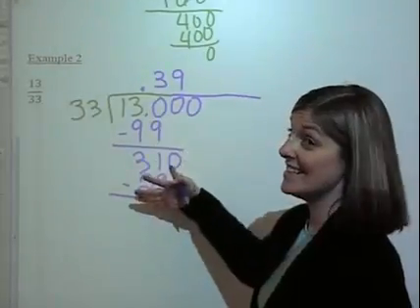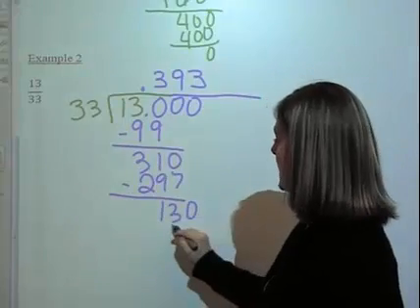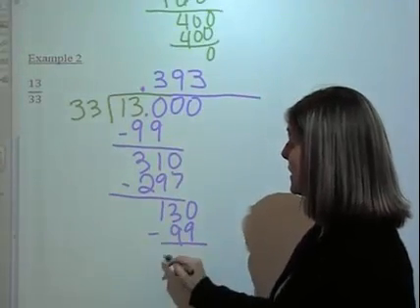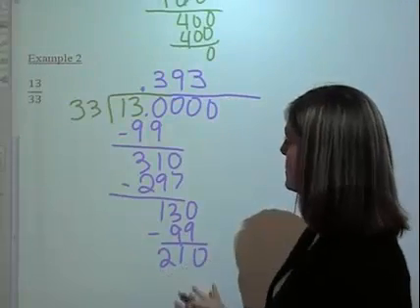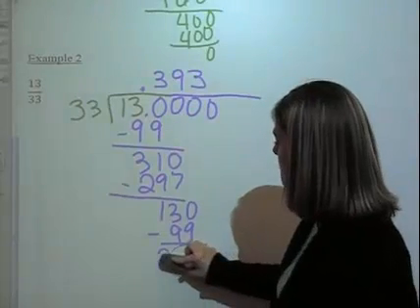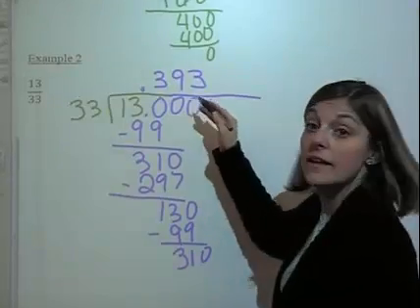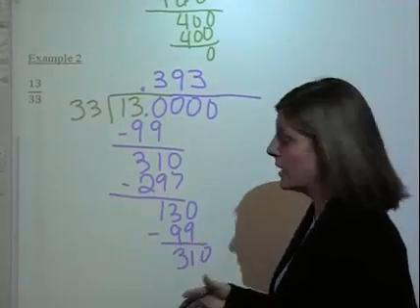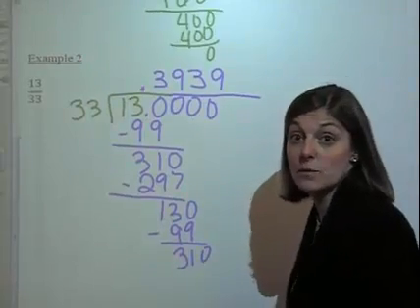And we've already done this. So 33 goes into 130 3 times. 3 times 3 is 99. Hopefully you see the pattern here. Bring down that 0, 310. And then 33 goes into 310 9 times, and the pattern just keeps repeating.